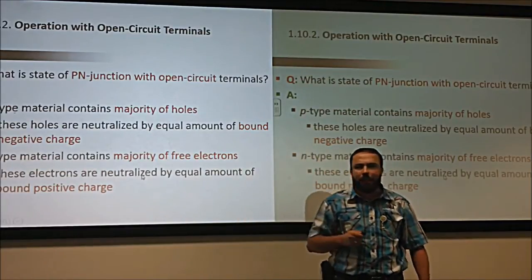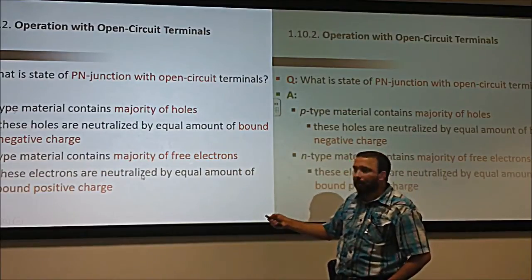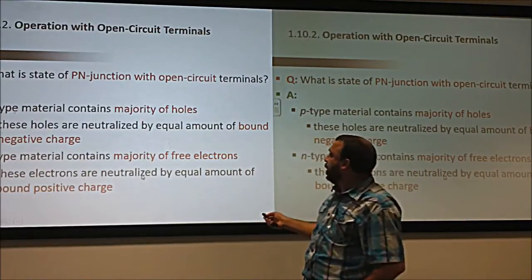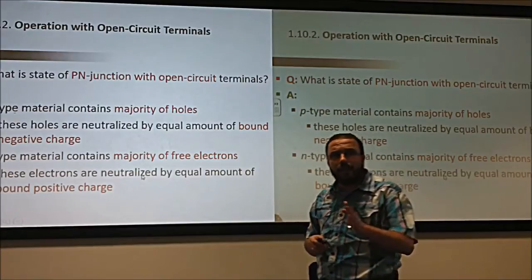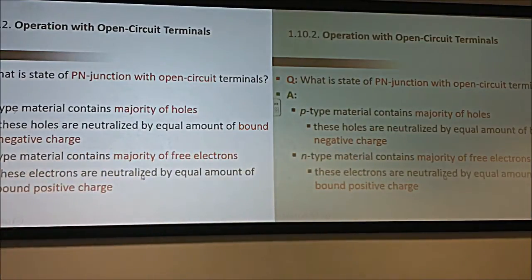What's the majority of carriers there? Holes. Very good. And the N-type majority are electrons. We are always talking about carriers that are free, not bound. Bound carriers we are not interested in because they don't help in conduction to create a current. So first and foremost, before anything happens, we know that the P-type has a majority of holes and the N-type has a majority of electrons.